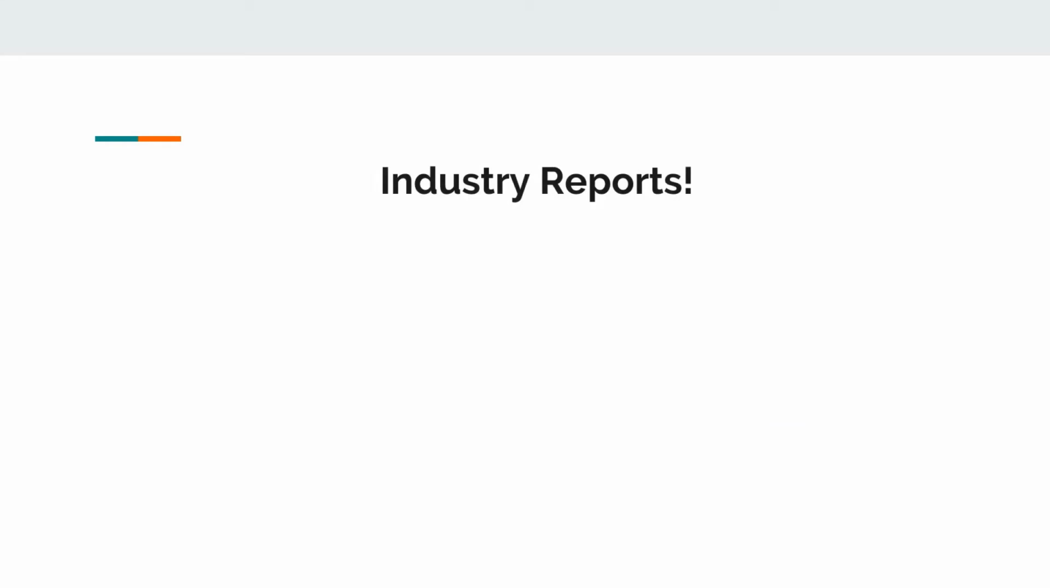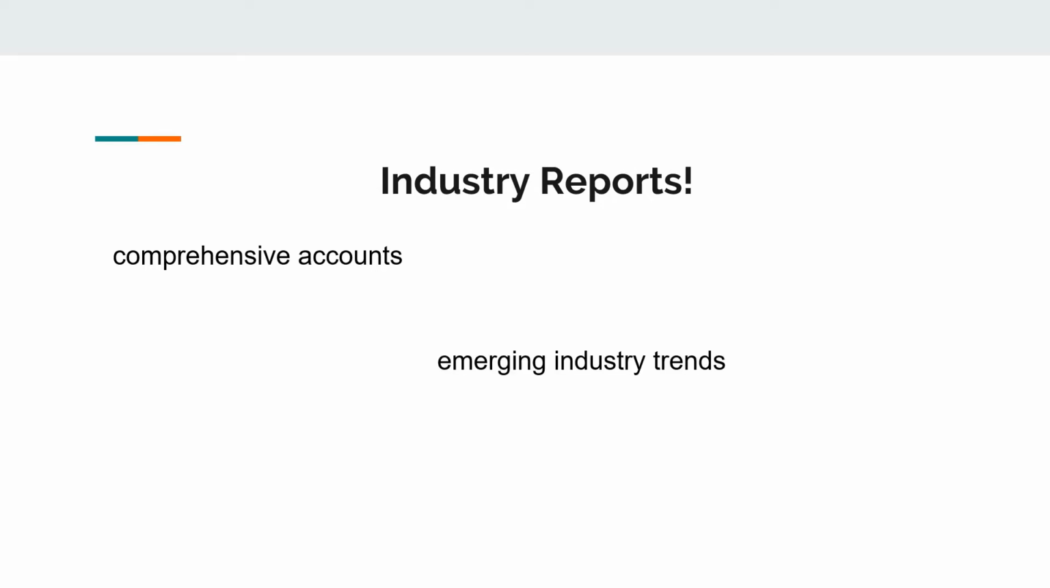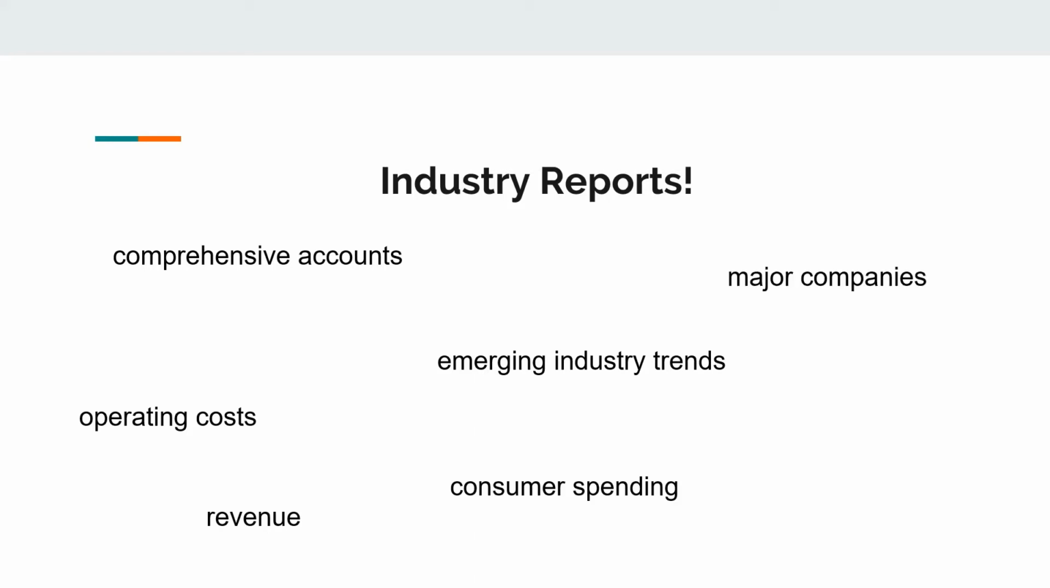Industry reports are the type of information source that will help me answer the questions. They're comprehensive accounts of a particular industry, containing a depth of information, facts, and statistics. They usually include information about emerging industry trends, general financial statistics like operating costs, revenue, consumer spending, details about major companies, market share, and information about related industries.